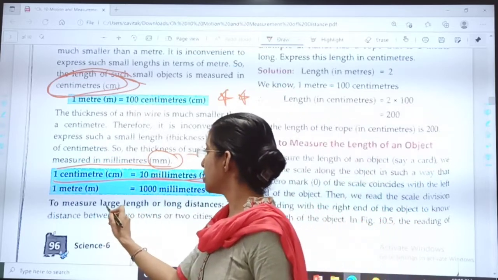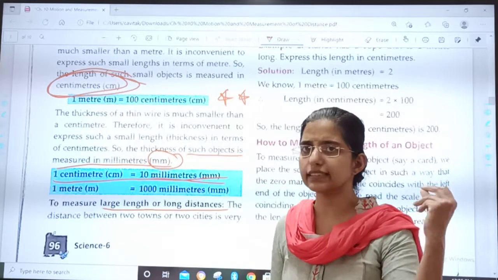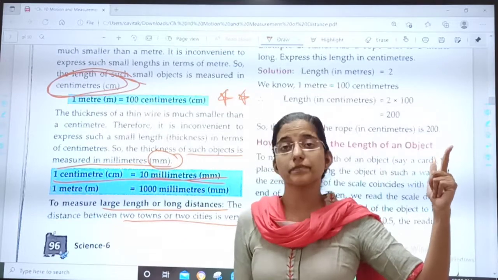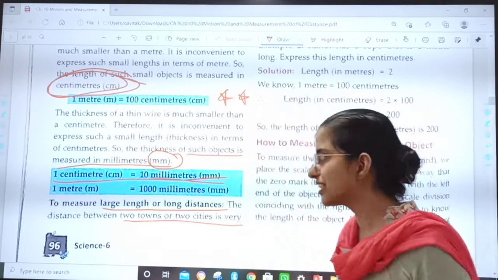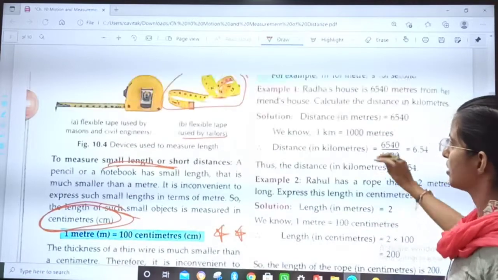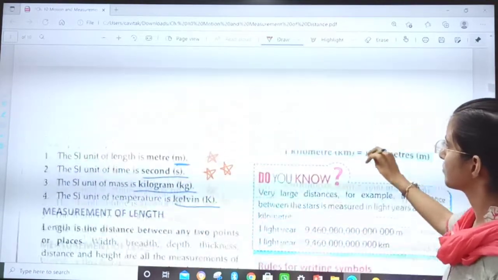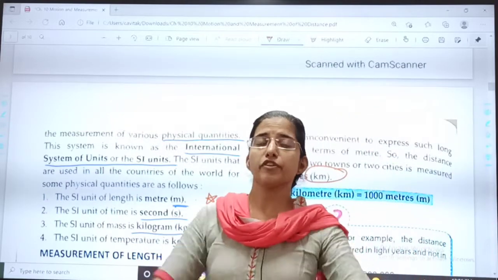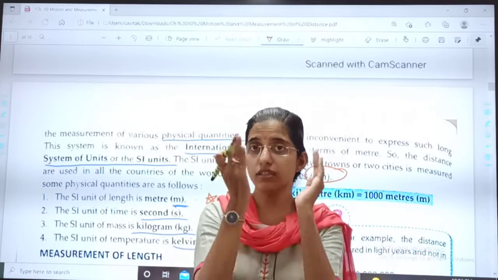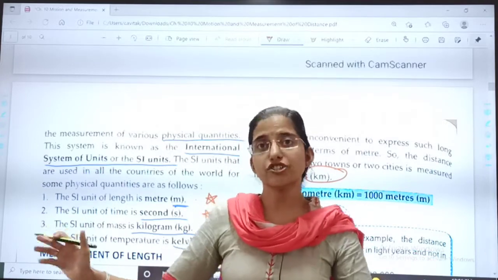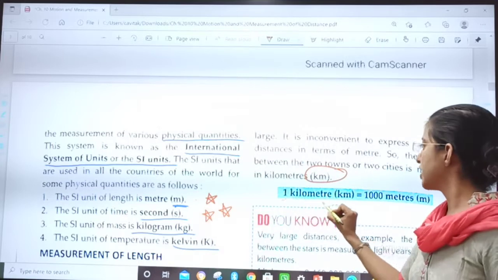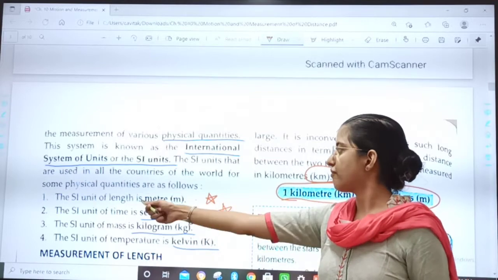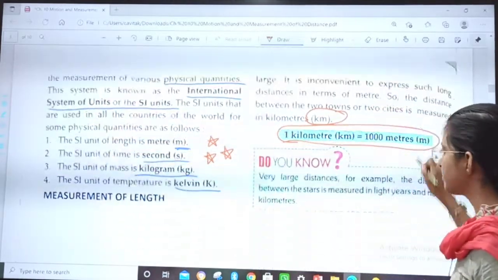Now, to measure large length or long distances, come on, the distance between two towns or two cities is measured in which unit? Come on, tell me. Yes, it is kilometers. See, here it is. Kilometers, okay. So, very small, mm, small, centimeter, large, kilometers, okay. 1 kilometer is equal to 1000 meter and the SI unit of length is meter, okay children.